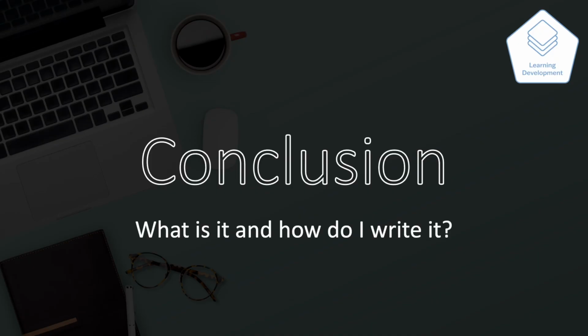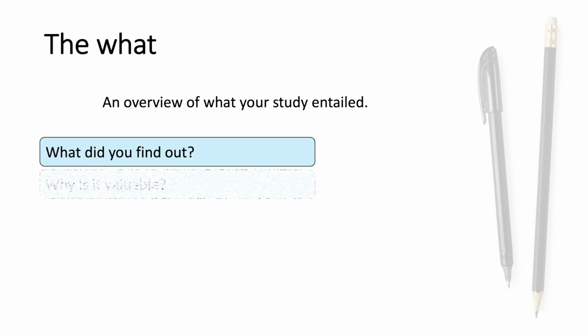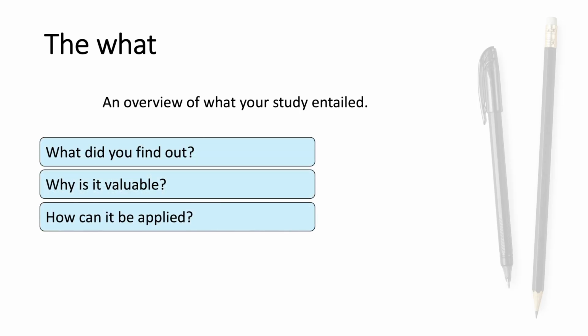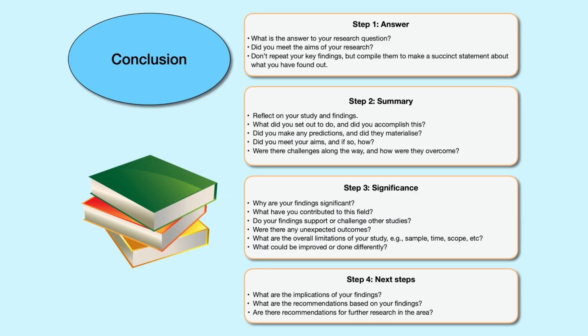Conclusion: what is it and how do I write it? The conclusion is an overview of what your study entailed, what you found out, why it's valuable, how it can be applied, and whether further research can be done. So step 1, you might want to provide an answer to your research question. Did you meet the aims of your research? Don't repeat your key findings, but compile them to make a succinct statement about what you found out.